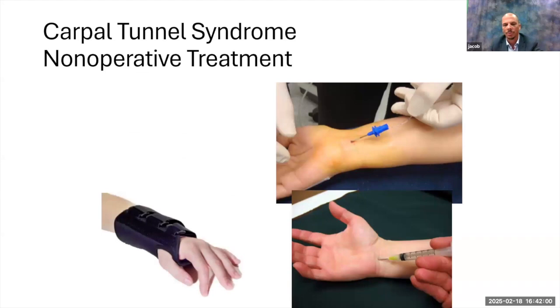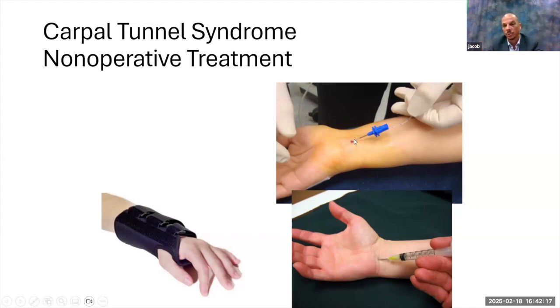Things that we do that are non-operative. The first step is oftentimes just wearing a brace. A lot of us sleep with our wrist curled up when we're at night, or our wrist extended. That position of the wrist pinches the nerve in the palm and can exacerbate or worsen those symptoms of numbness and tingling into the hand.